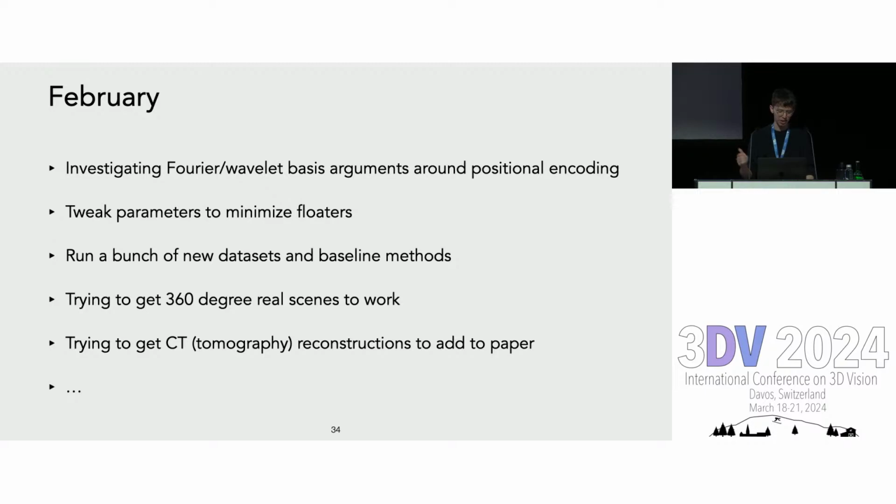We also tried really hard to get 360-degree real scenes to work because we were like, oh, it'd be so cool if we could lift this constraint of forward-facing real scenes, but we didn't get that in time. We were trying all this stuff around CT because it's kind of analogous in this volume rendering model, but that ended up not really making sense in the context of the paper.